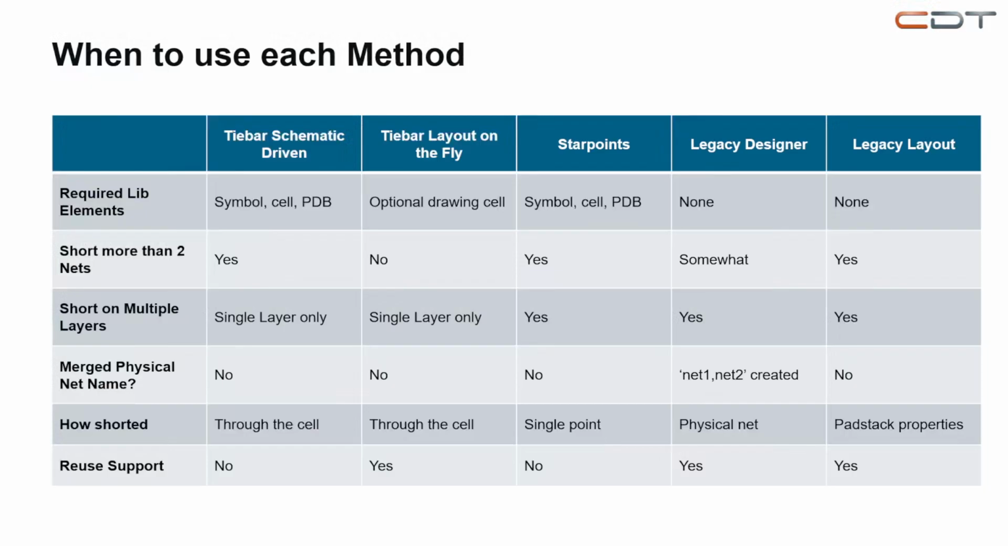And this, for your reference, is a really good spreadsheet explaining nuances of each method that I just showed, and its limitations and its capabilities. For example, for Tiebar layout on the fly, you need to have drawing cell, but it's optional, just for better usability, let's say. You cannot short more than two nets. You can use shortening only on single layer. It's not merging net names. It's nets shorted through the cell, and it supports reuse of the components.